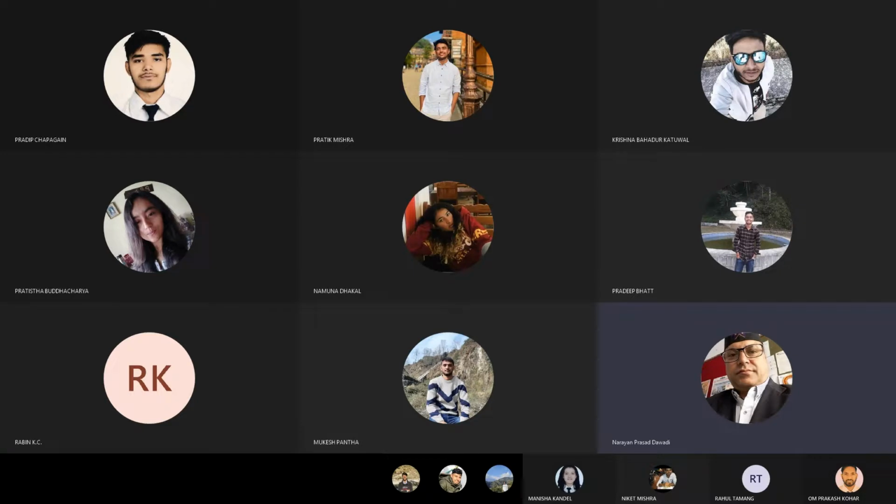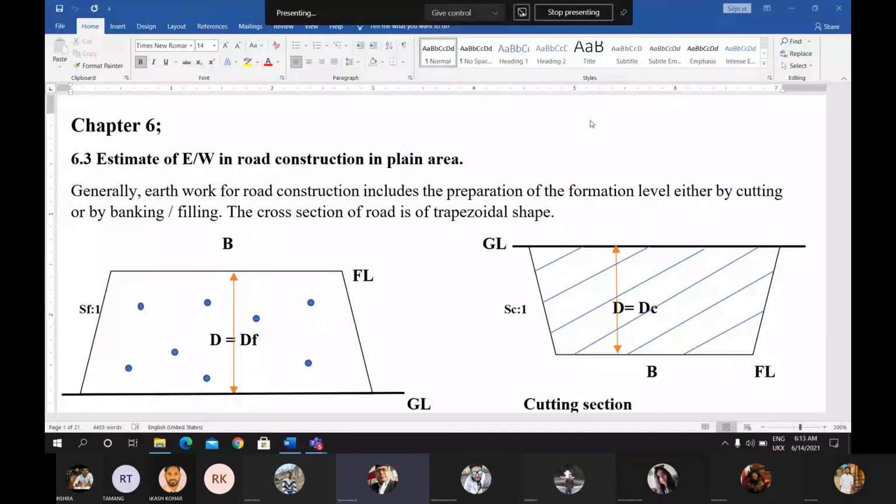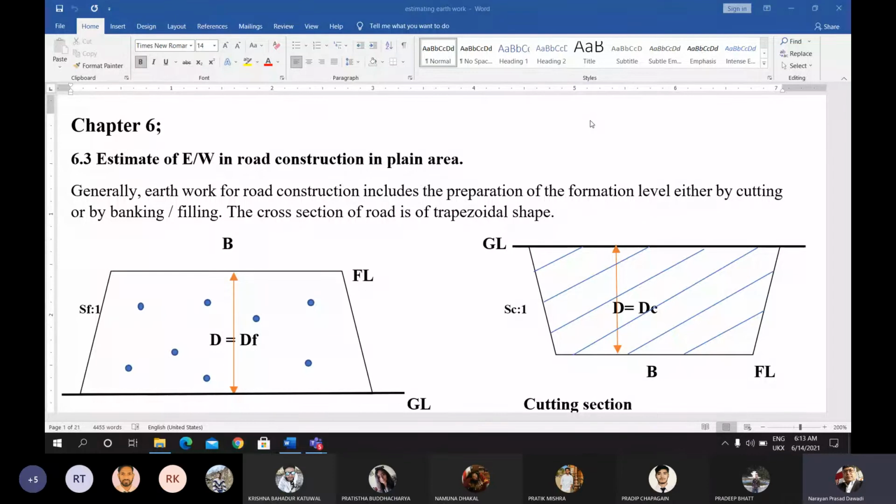Okay. Now, this is chapter 6, section 6.3: the estimate of earthwork for road construction in plain area. For the plain area, that is in Tarai, this is not the road constructed in the hilly area.